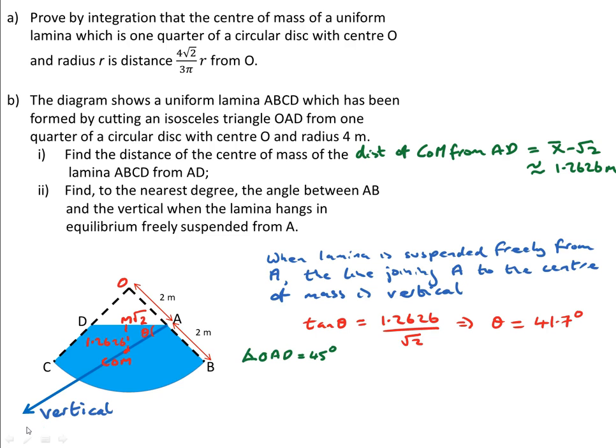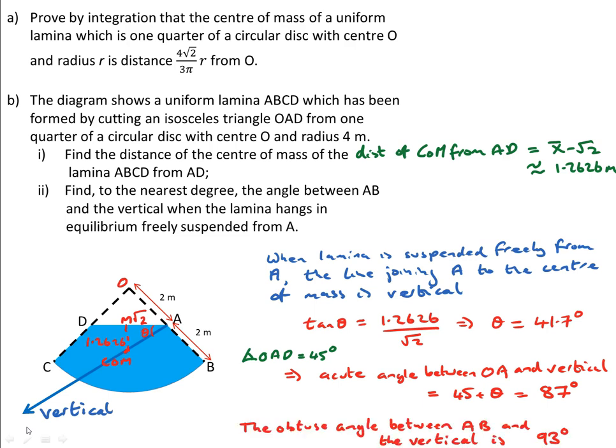We know that angle OAD is 45 degrees. So the acute angle between OA and the vertical is 45 plus theta. So that is 87 degrees to the nearest degree, which means that the obtuse angle between AB and the vertical is 93 degrees.